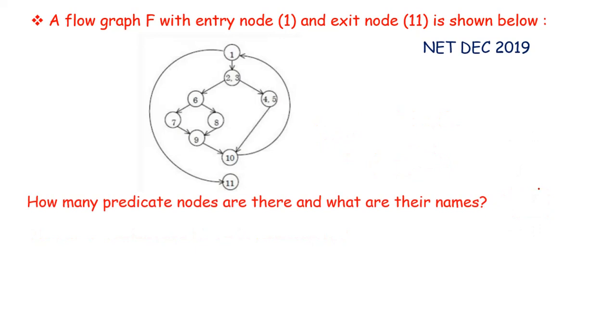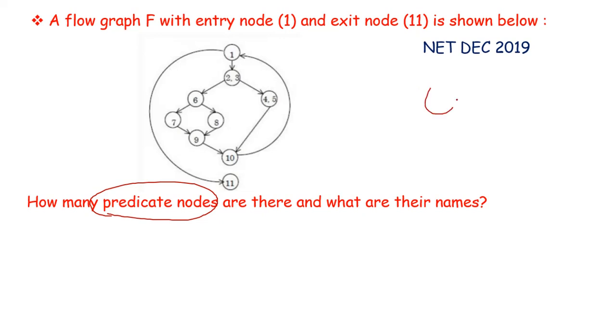Next question is, for the same graph, how many predicate nodes are there and what are their names? Now first we need to know what is a predicate node. Predicate is a node that contains condition. It means at least 2 outgoing edges required to qualify as a predicate.